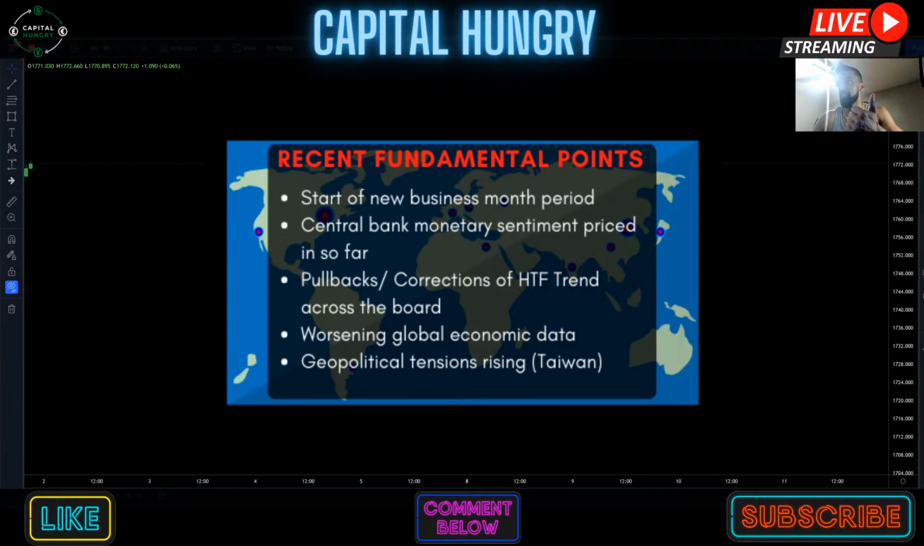Pullback on GJ from the highs. Pullback on gold from the lows. Pullback on GU, EURUSD, and stock market from the lows. We are playing those pullbacks in the short term. We're playing those corrective structures. We have worsening global economic data, and we also have to keep an eye out on your news headlines.